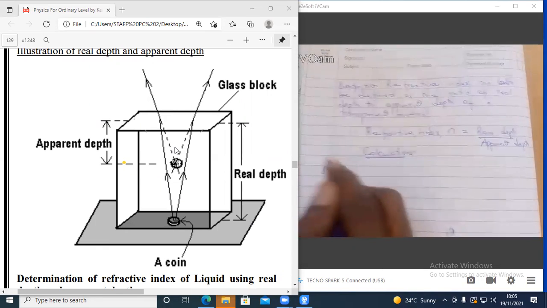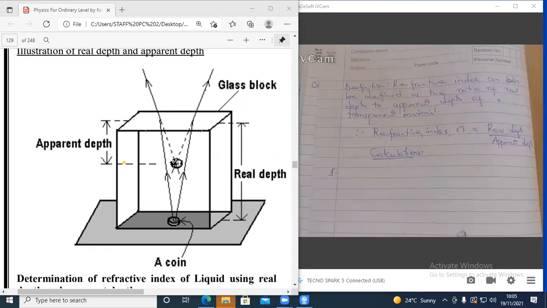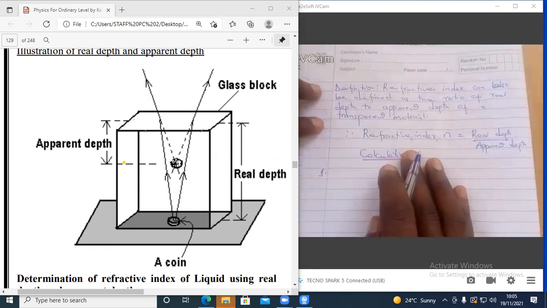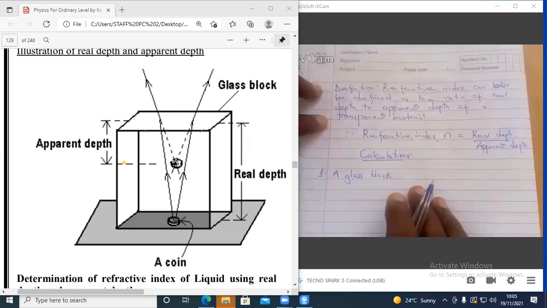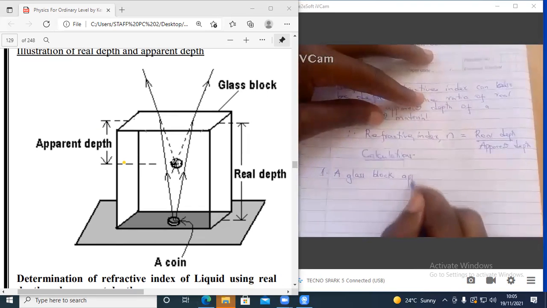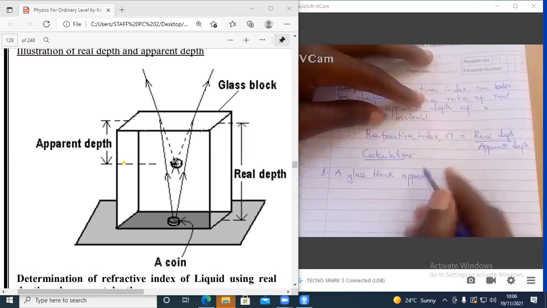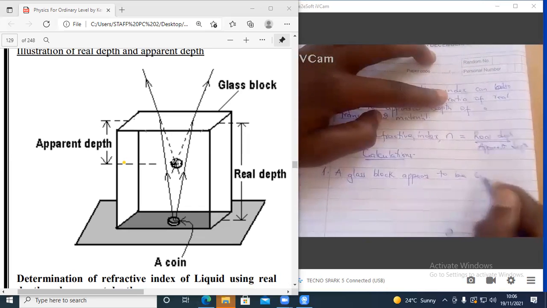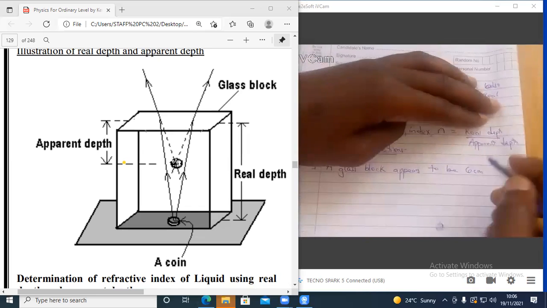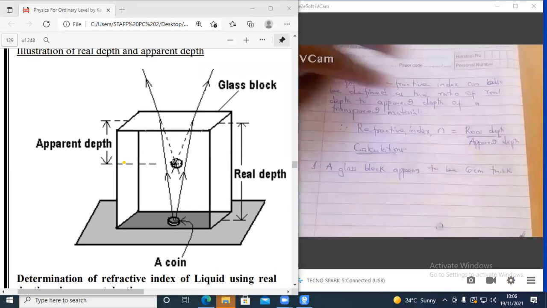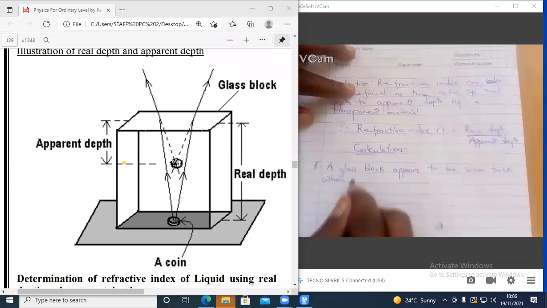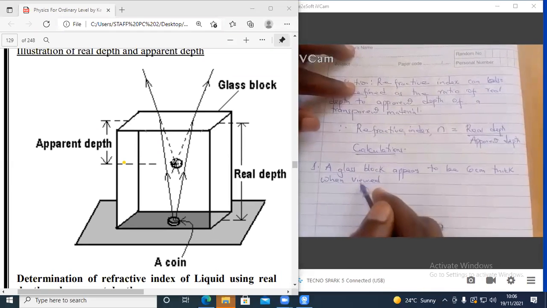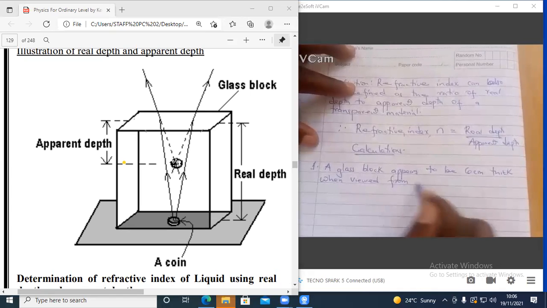Number one. They've said, a glass block appears to be 6 centimeters thick when viewed from above.